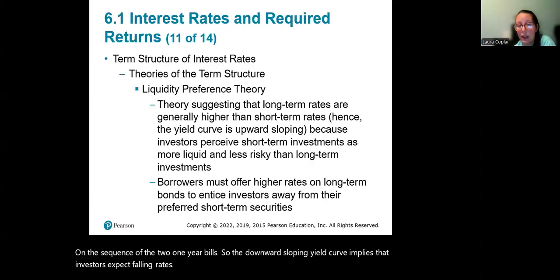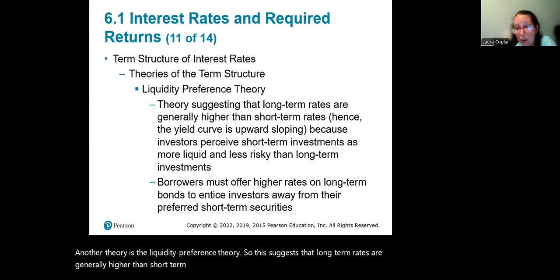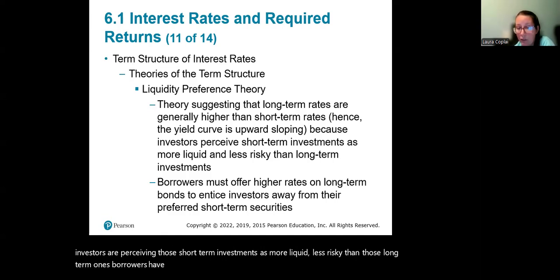Another theory is the liquidity preference theory. This suggests that long-term rates are generally higher than short-term rates. So the yield curve is going to be upward sloping because investors perceive those short-term investments as more liquid and less risky than those long-term ones. Borrowers have to offer higher rates on long-term bonds to entice those investors away from their preferred short-term securities.